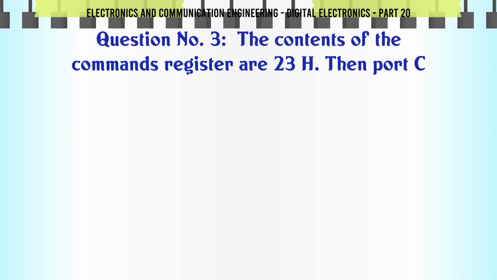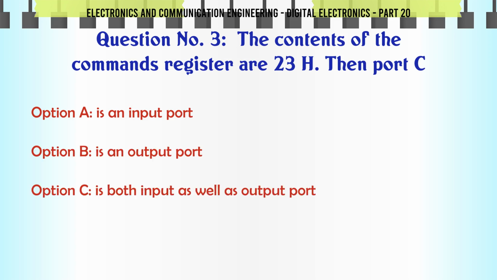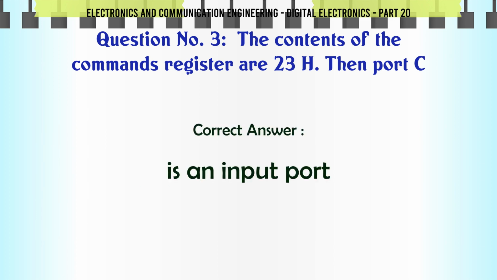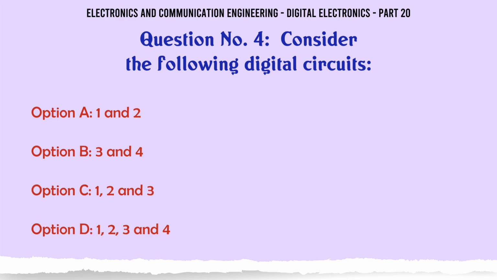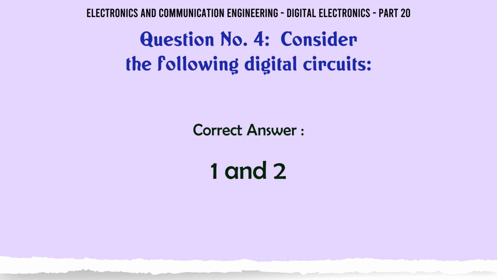The contents of the commands register are 23H. Then port C is A an input port, B an output port, C both input as well as output port, D none of the above. The correct answer is an input port. Consider the following digital circuits: A 1 and 2, B 3 and 4, C 1, 2 and 3, D 1, 2, 3 and 4. The correct answer is 1 and 2.